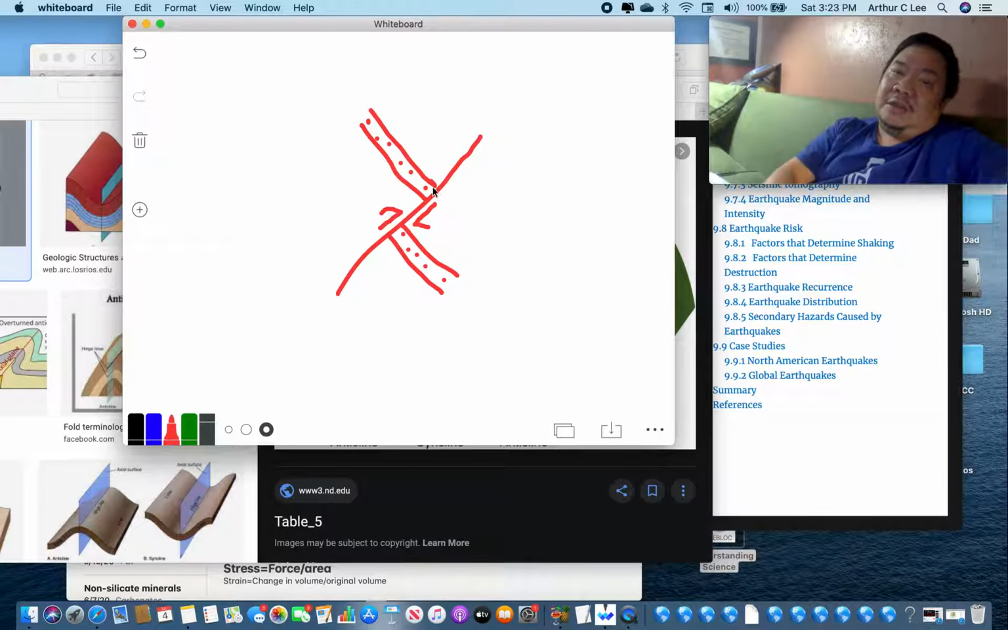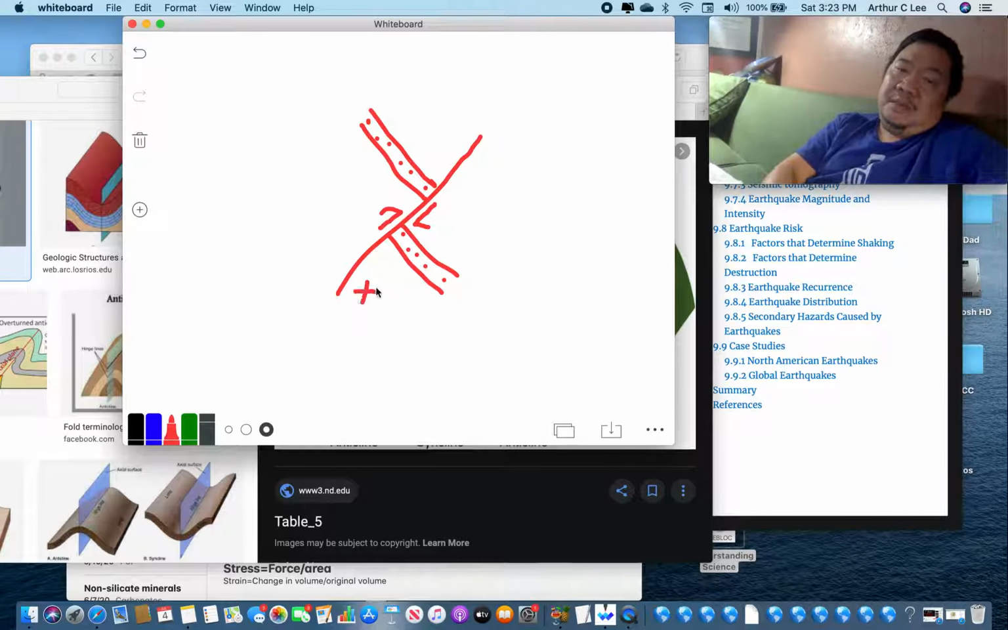Now we want to figure out, is this a right lateral or left lateral strike slip fault? The way we figure it out is, let's say you are here at X. The earthquake occurs. The movement occurs. Looking on the other side of the fault, which way did the road move? To your right or to your left? It moved to your right. So this is a right lateral strike slip fault.